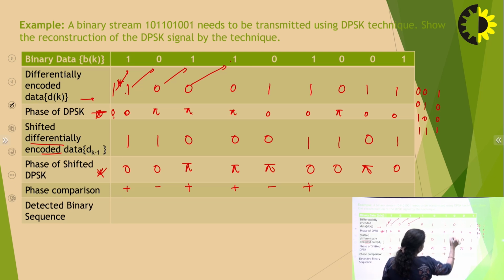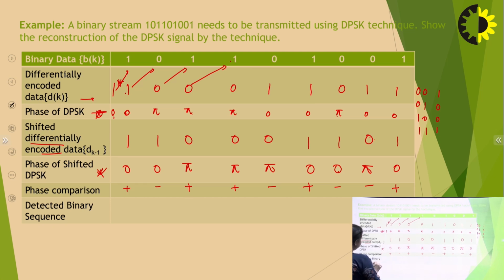Then there is a difference in phase, this is pi and this one is 0. Here is pi, then 0, so you are writing minus. Then again 0 and pi, minus. Then you are having the same phase, so you are writing plus, right? Then the last is the detected binary sequence.